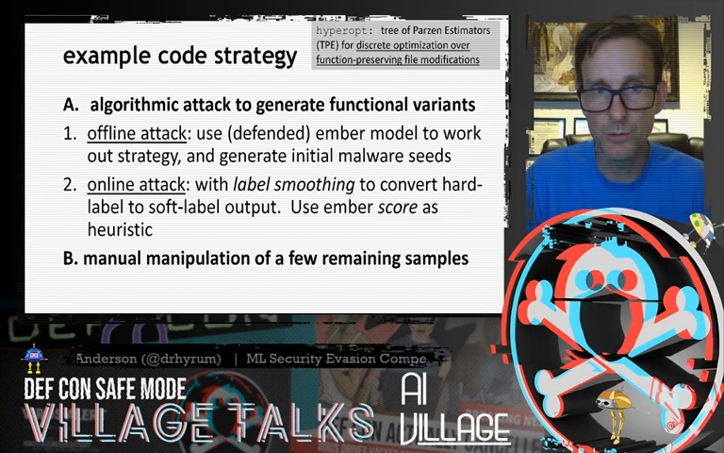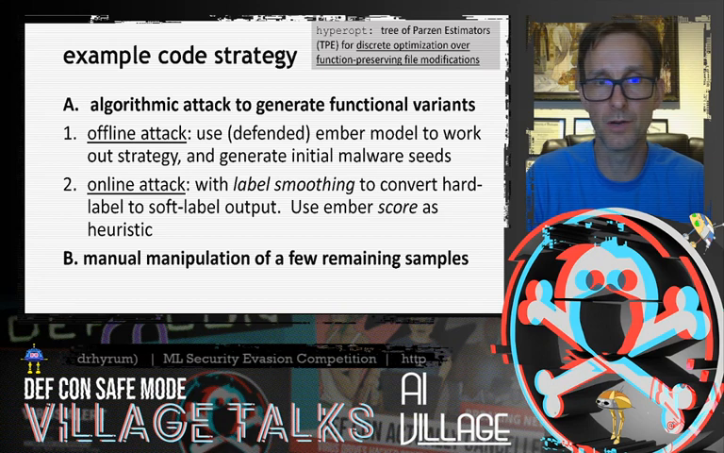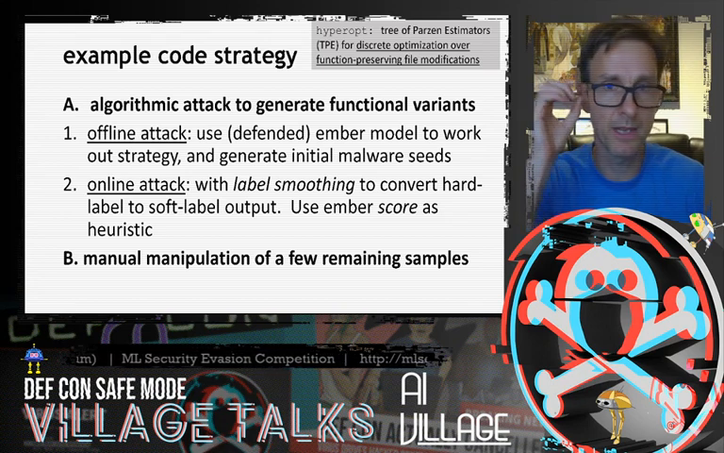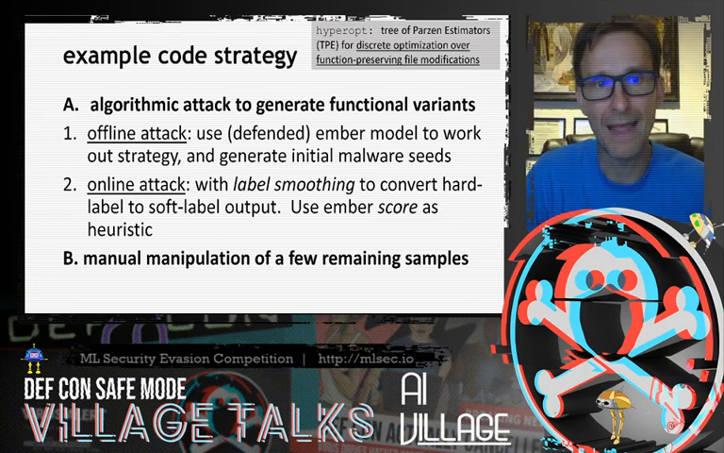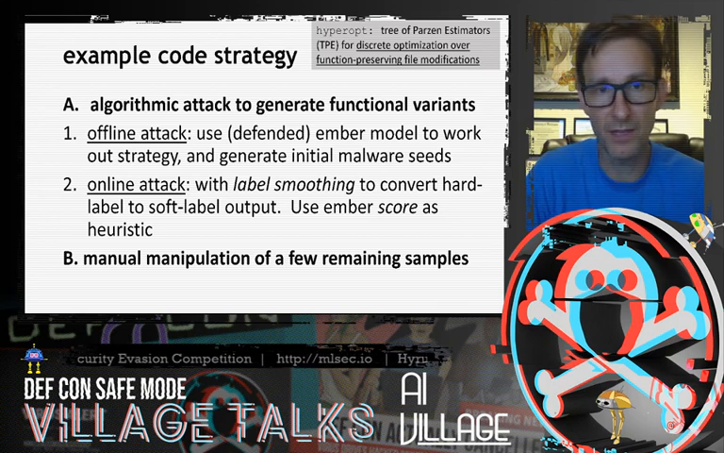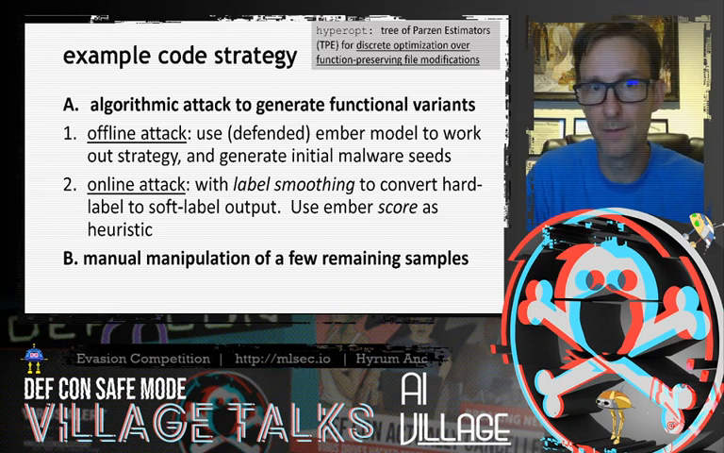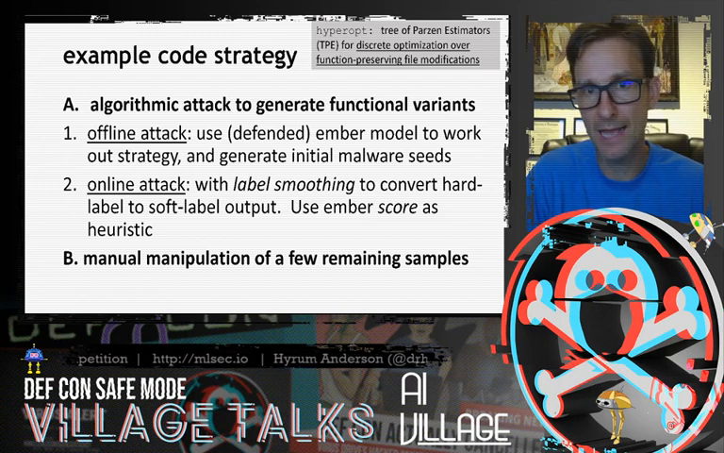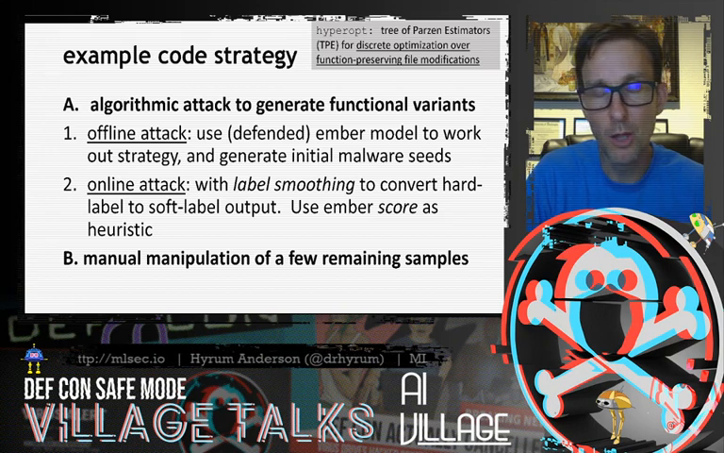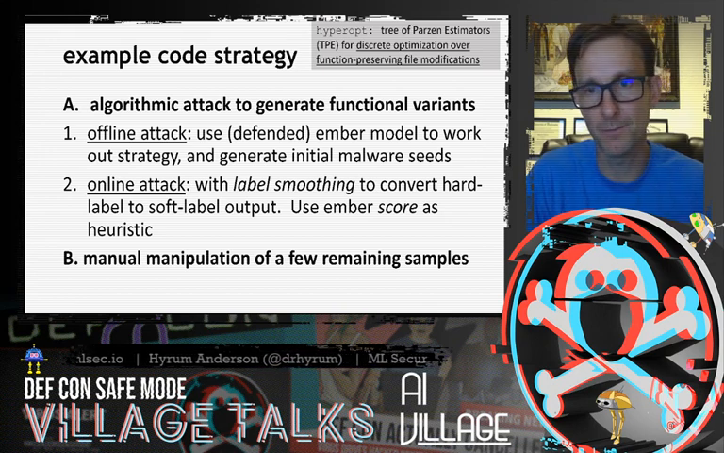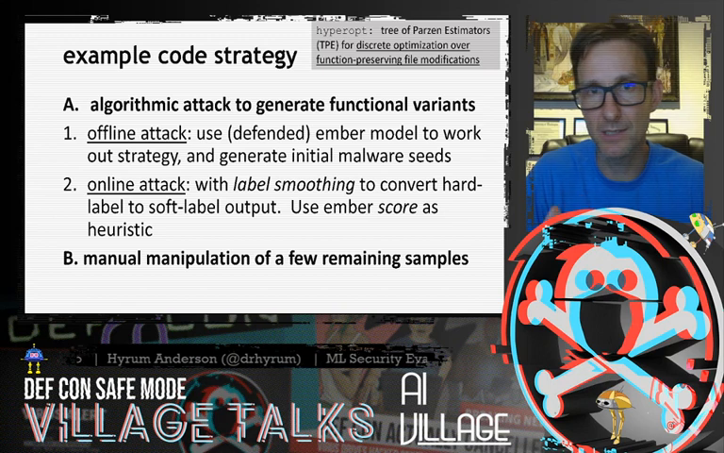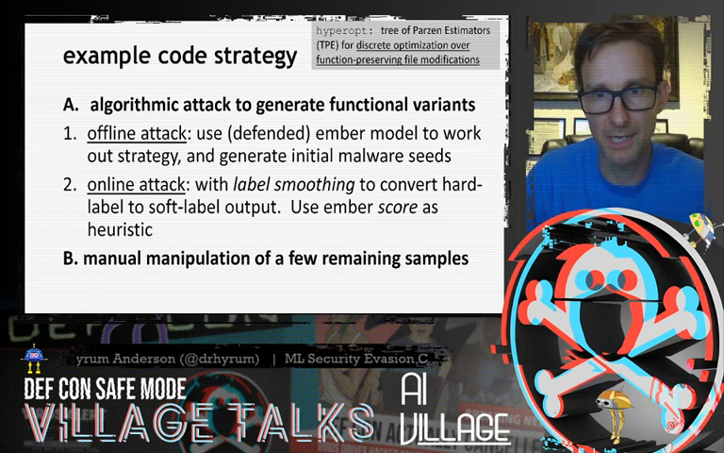Some tricks that we're using here include label smoothing, where we're converting the hard label outputs into a soft score by averaging four things: the three hard label outputs from the hosted machine learning models, as well as a local score from a local machine learning Ember model that will be used as a heuristic to kind of guide the optimization process.